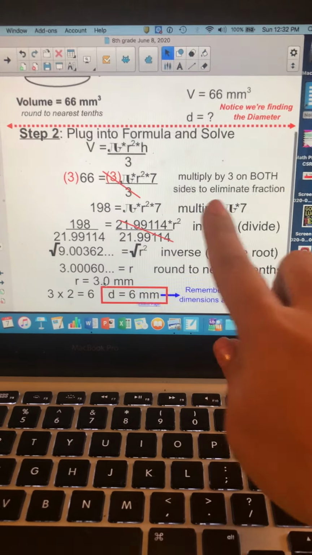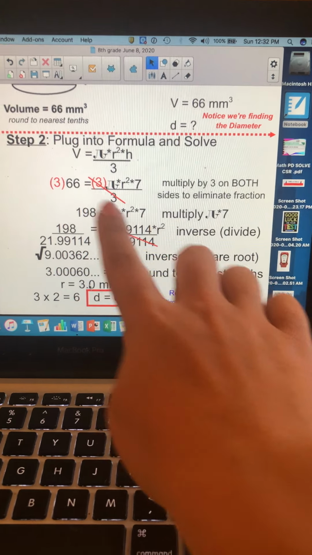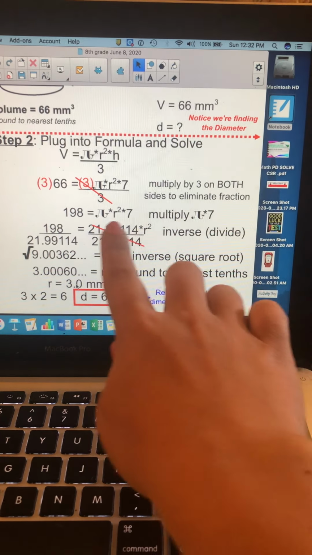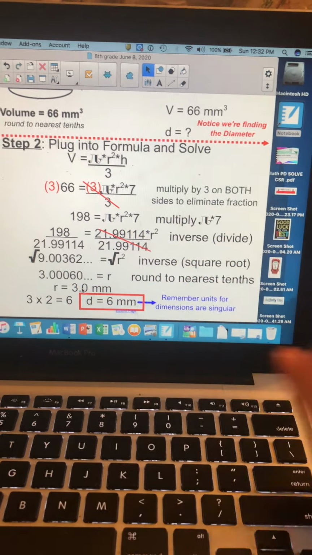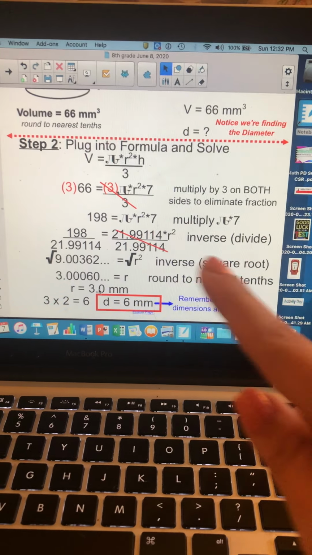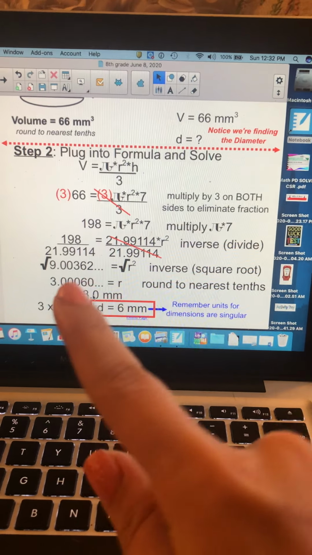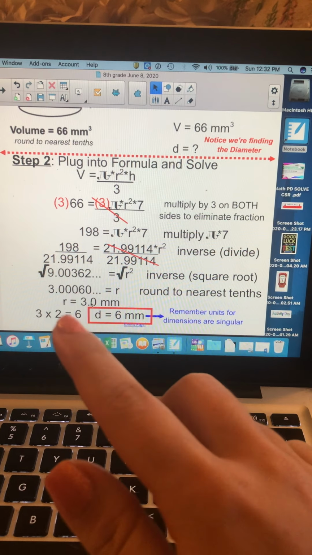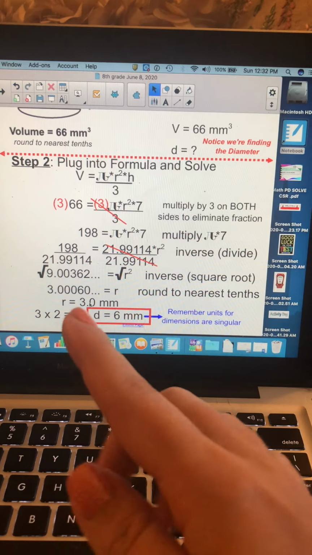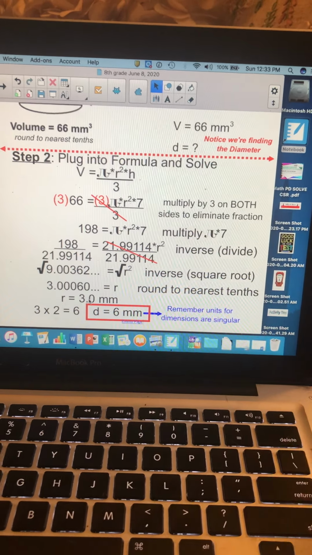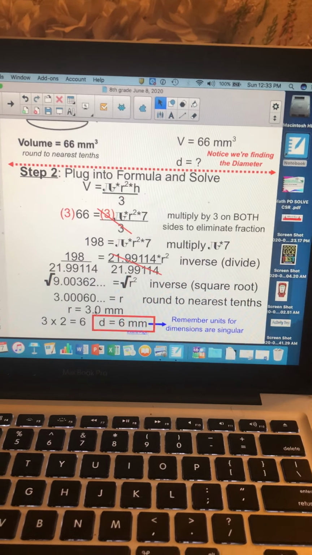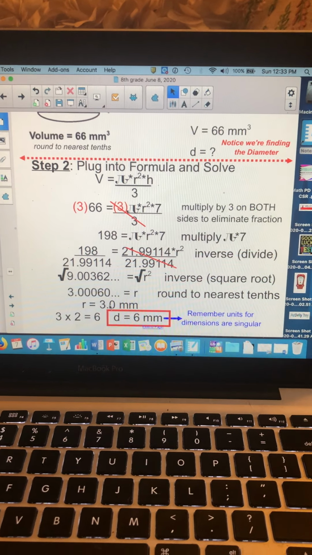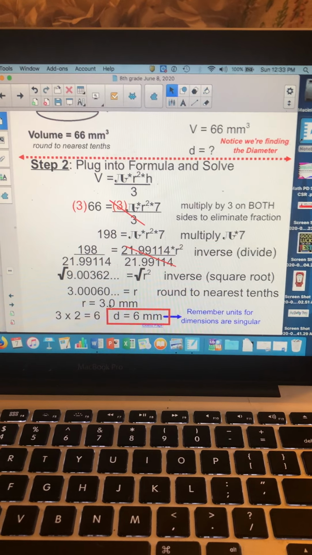So again, you'll see we still multiply by 3 first, right? We then multiply by pi times 7. So we get an answer that has those 5 digits after the decimal. We then divide to inverse and then square root. Most of the time your radius will probably come out to a decimal that's not hard to figure out what it should round to. So for example, this one came out to 3.000. This is supposed to be very close to 3. And then again, we were looking for the diameter, so we took that 3 and times it by 2.